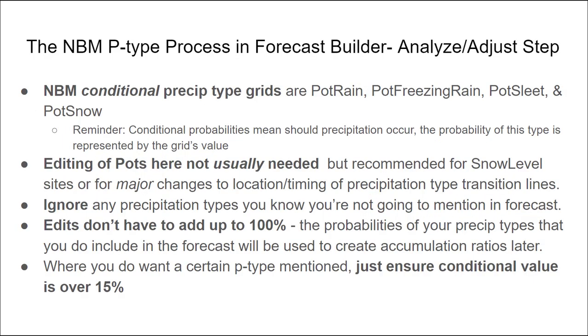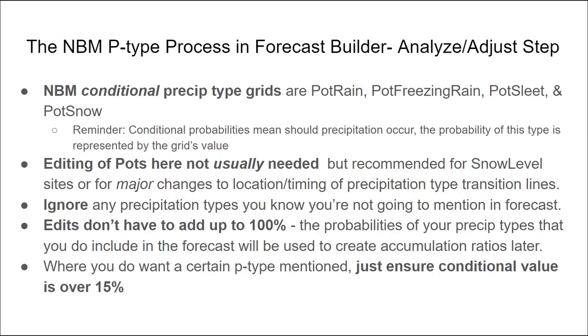So let's talk about how ForecastBuilder will use the NBM Precip types. The good news is that this has been totally reworked for this version of ForecastBuilder with a different philosophy and some better tools. So if you used the NBM method in the past and you had trouble with it, that's probably not a surprise. In the Analyze Adjust step, the NBM conditional probabilities are displayed in the pot rain, pot freezing rain, pot sleet, and pot snow grids. Remember, these probabilities don't mean anything until precipitation is actually forecast to occur.